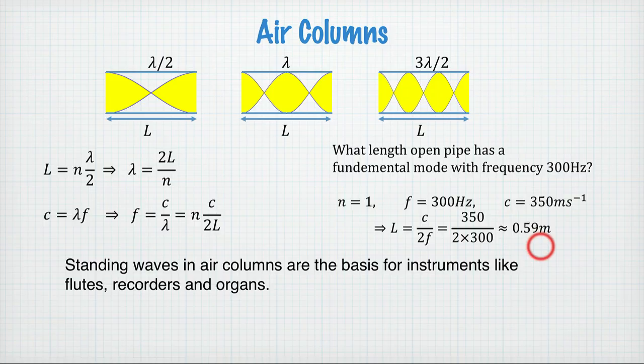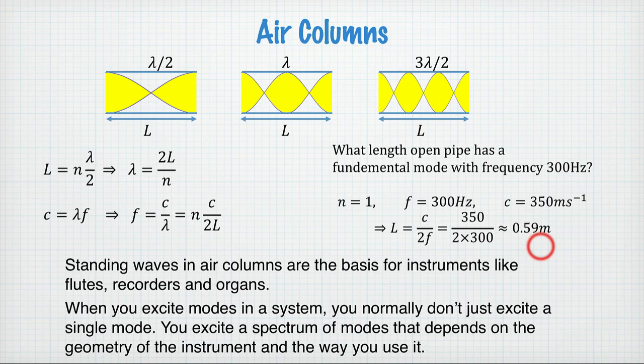And when you excite modes in a system, you normally don't just excite a single mode, you excite a whole spectrum of modes that depends on the geometry of the instrument and the way you use it. So for example, when you blow across the top of a pipe, you might excite the lowest order mode, but you might excite some mixture, some superposition of these different modes. And it's the particular superposition supported by a given pipe or instrument that gives it its unique sound.